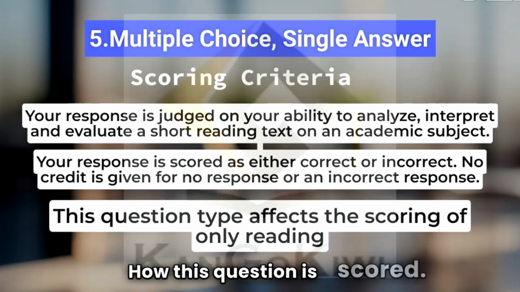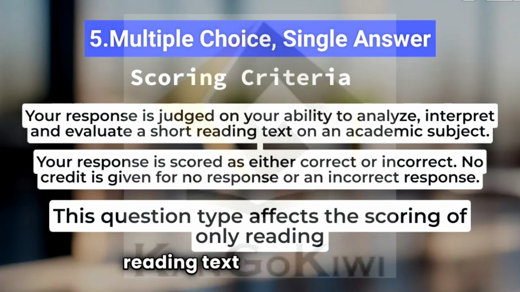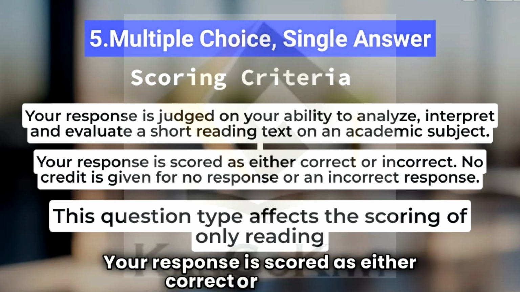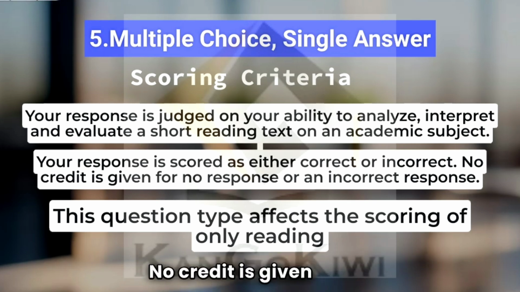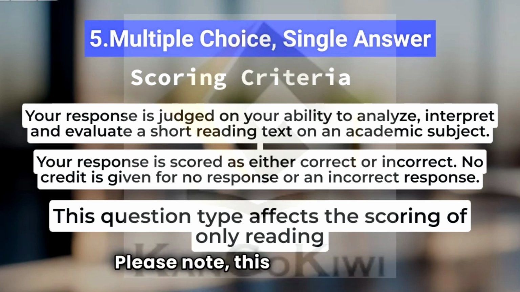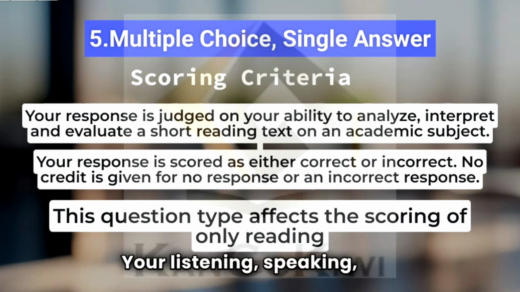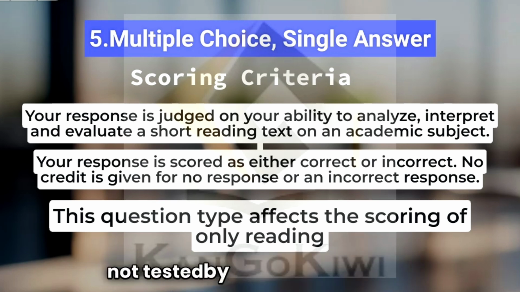How this question is scored. Your response is judged on your ability to analyze, interpret, and evaluate a short reading text on an academic subject. Your response is scored as either correct or incorrect. No credit is given for no response or an incorrect response. Please note, this question type affects the scoring of only reading. Your listening, speaking, and writing skills are not tested by this question type.